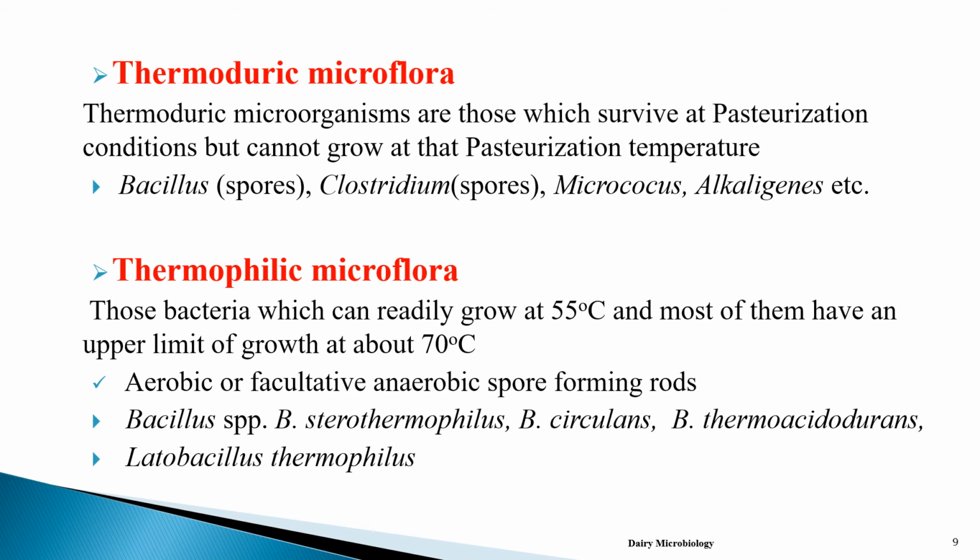Thermophilic microflora includes aerobic or facultatively anaerobic spore-forming rods. For example, Bacillus stearothermophilus, Bacillus circulans, Bacillus thermoacidurans, all species of Bacillus, and Lactobacillus thermophilus.